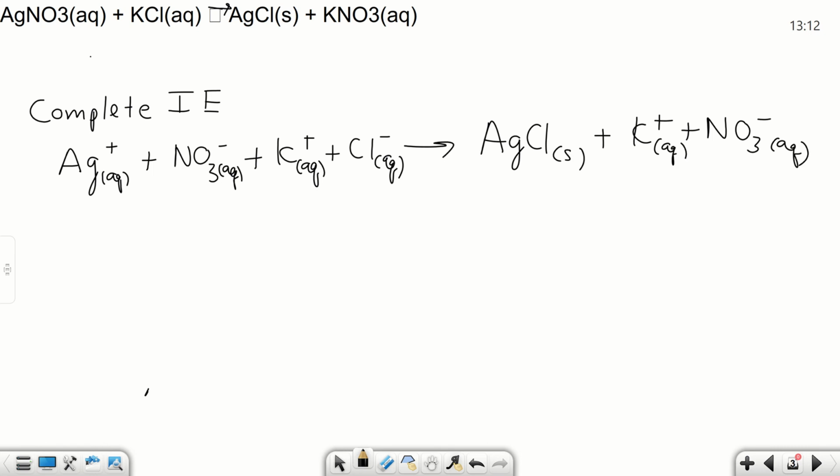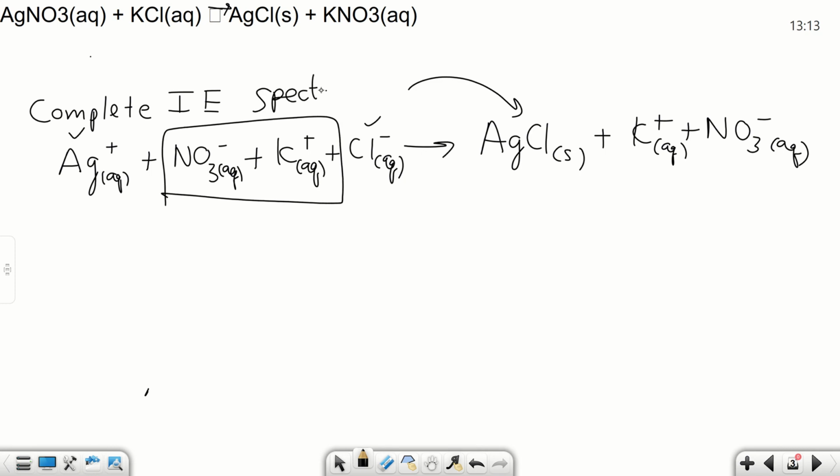So this is telling you, hey, when you mix these two chemicals together, all of them will spread out, or they're already ions, so they're all in the solution. But what's going to happen here is the silver and the chlorine will combine and form a solid, while the K plus and the NO3 minus will just continue staying in solution. So the K plus and NO3 minus are our spectator ions.